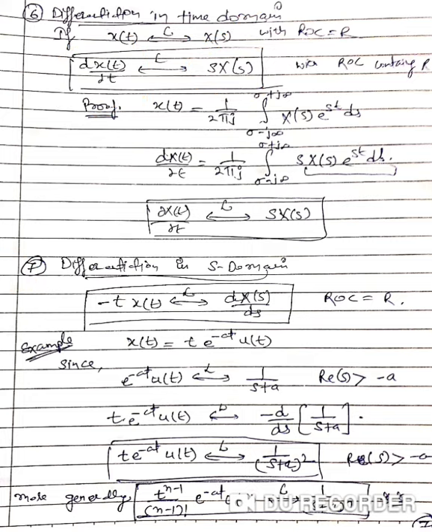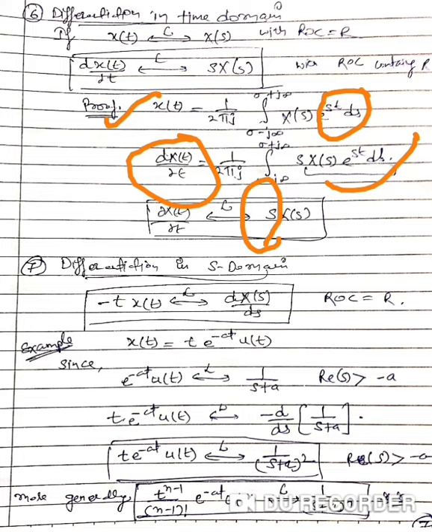We know the inverse transform function x(t) is equal to 1 upon 2 pi j, limit sigma minus j infinity to sigma plus j infinity, X(s) e raised to power st ds. If we take the differential dx(t)/dt, the differential of e^st will be s into e^st dt. So an extra term s will come out in the picture. So the differential dx(t)/dt will be s into X(s).